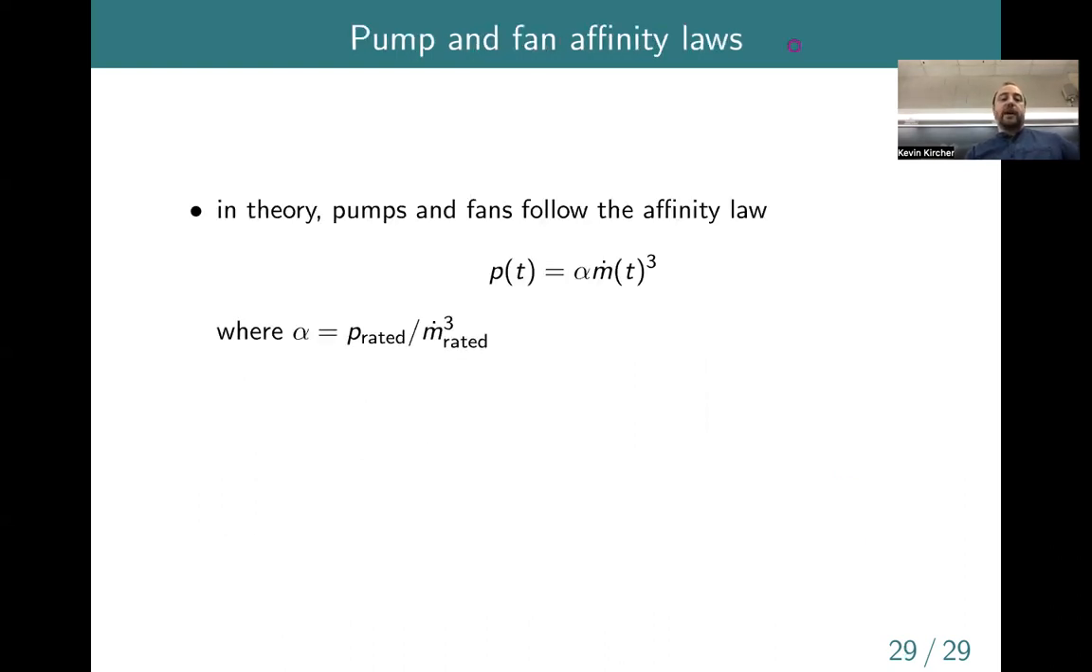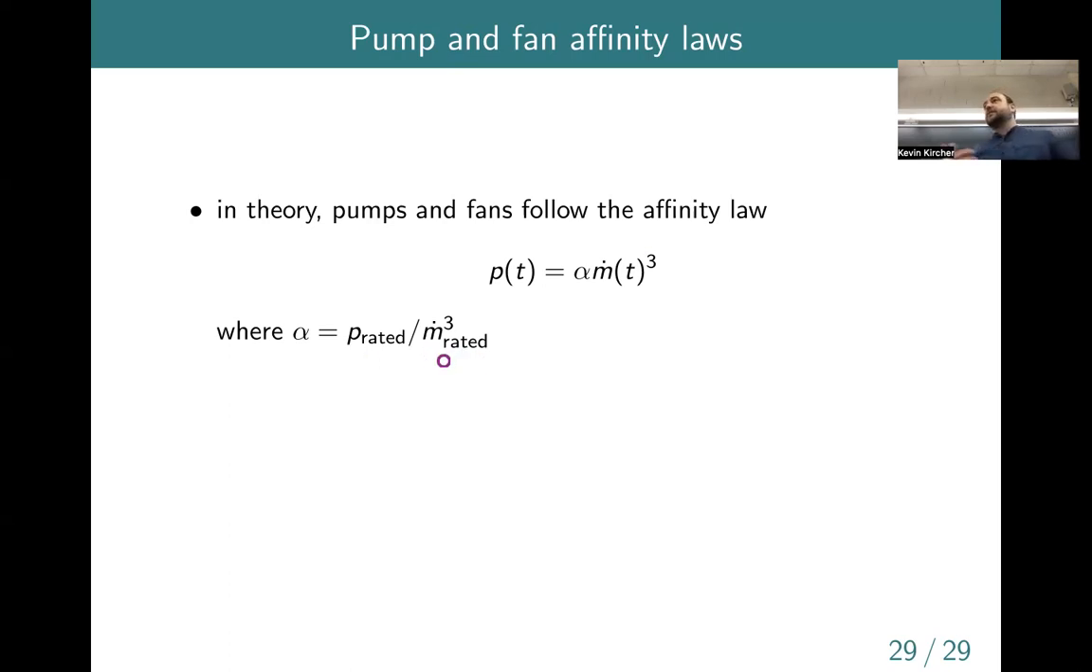Okay, so that's one way to model pumps and fans. Another way is to use what are called the pump and fan affinity laws. And there are a bunch of these, but the one that's relevant for us for simulation purposes basically says that the work input is going to be proportional to the cube of the mass flow. And this constant of proportionality, alpha here, is just the ratio of the power under rated conditions divided by the mass flow under rated conditions.